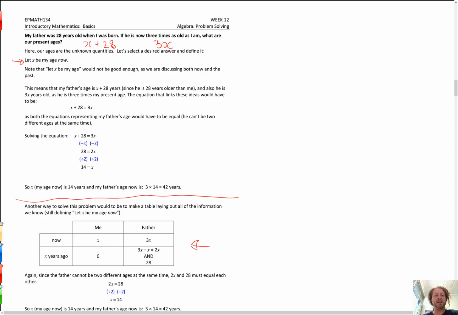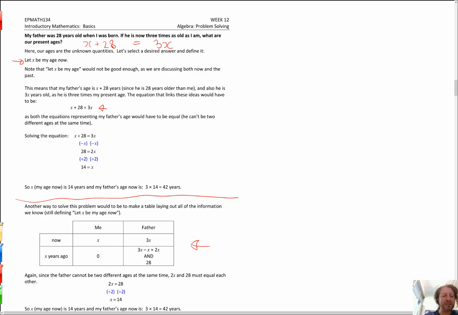So right now, today, Dad is my age plus 28, always, but also at this moment in time he is 3 times my age. And Dad's age today is one number. These have got to be equal. He doesn't have 2 ages today. x plus 28 must equal 3x, and that's what we've done. x plus 28 equals 3x.